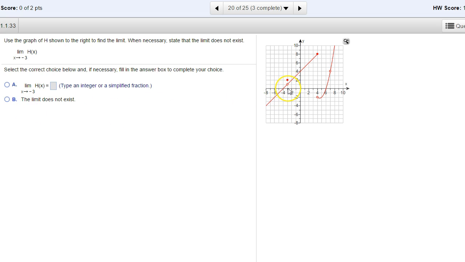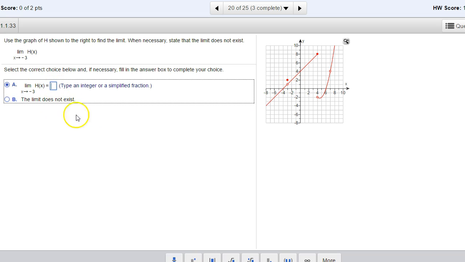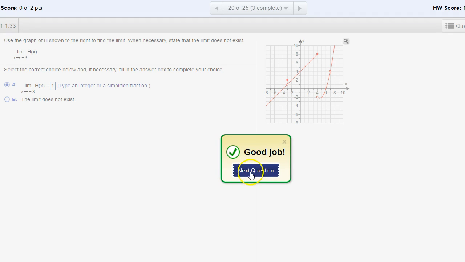As we approach x equals -3 from the left, the function is approaching 1. And as we approach -3 from the right, the function is approaching 1. So the limit will exist, and it is equal to 1. Notice again, doesn't matter what the function actually is at x equals -3. It's 2, but that doesn't matter. As we approach -3 from either direction, the function is approaching 1. Good job.